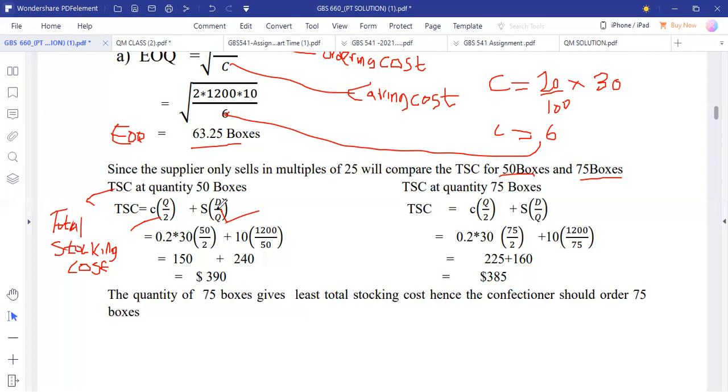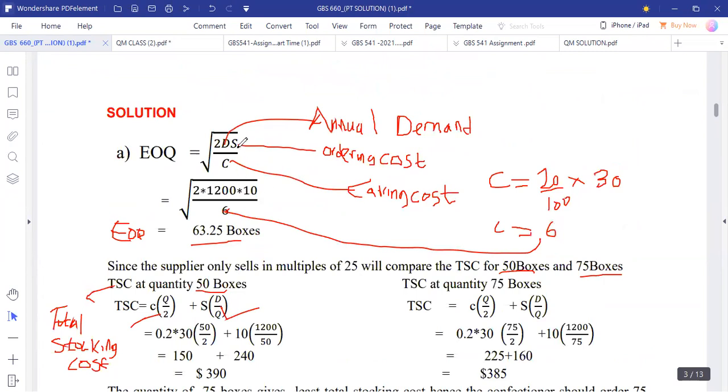All right. So this is what we are getting. The carrying cost is 0.2 multiplied by 30, which is 6 pounds there. Then our Q, we are using our Q as 50 in this case. And then our 2 is constant, part of the formula. Then S is the ordering cost, like I mentioned here. Our S is ordering cost.